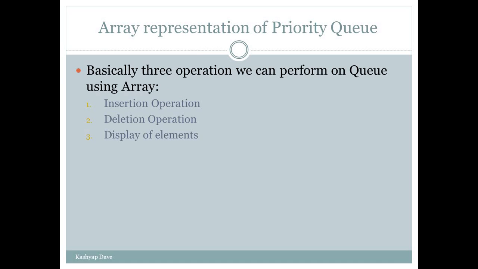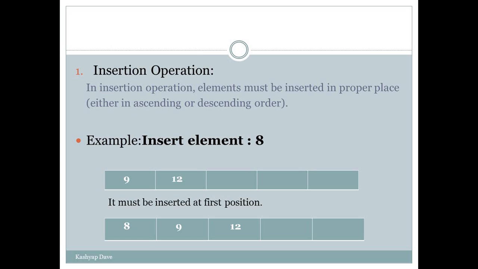Okay, so there are different functions, or we can say operations, of a priority queue. First is the insertion operation, second is deletion, and third is the display operation. So first is the insertion operation. So this is our queue. We have elements 9 and 12.